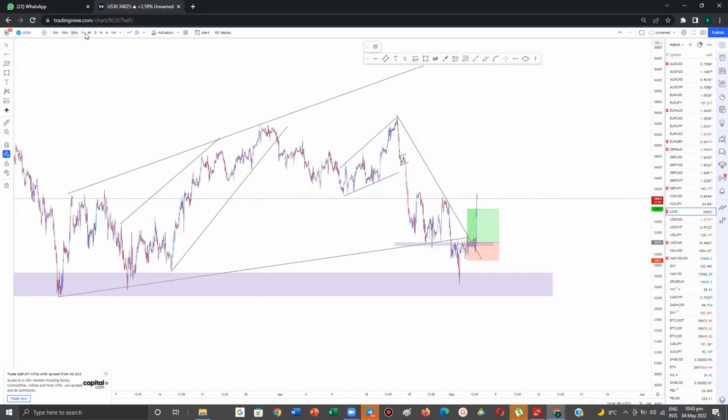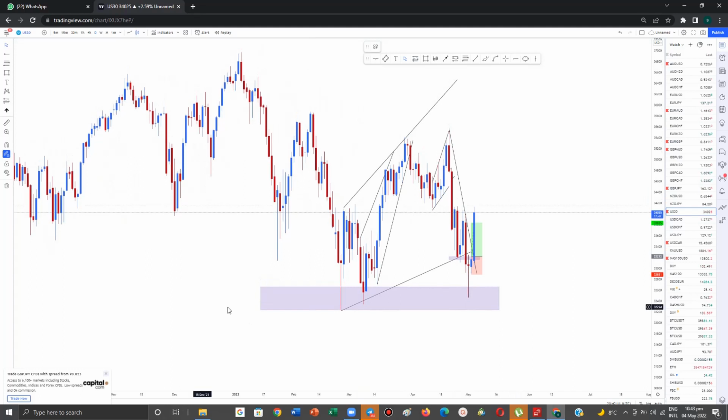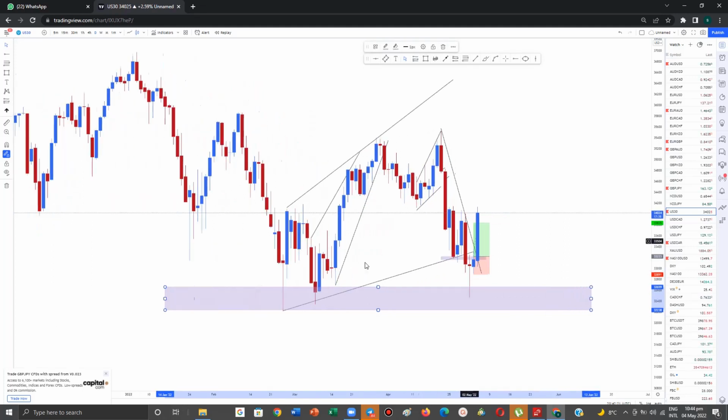I'll start on the higher time frame. Okay, on the daily, you can see that we have a strong area right here that the market is resisting to break or rejecting, right? And then we had this expanding channel. I was able to draw this expanding channel using the 4-hour time frame, because that is where I actually understood that this was an expanding channel.